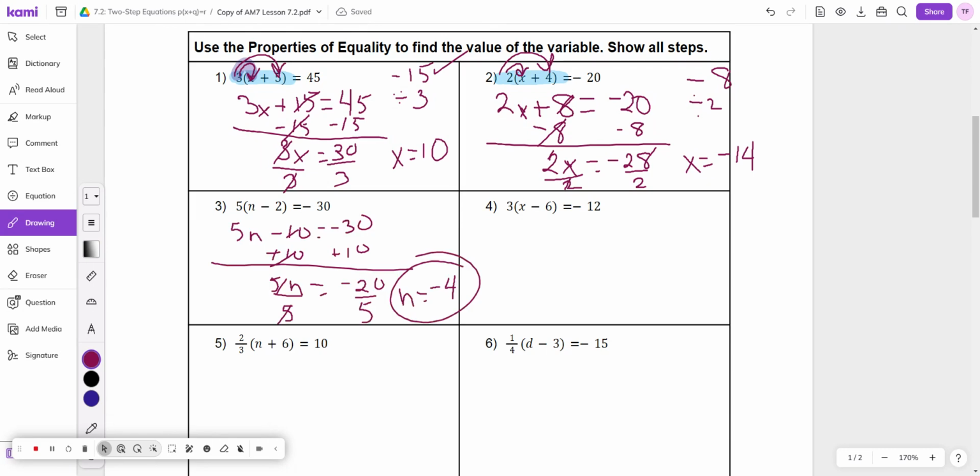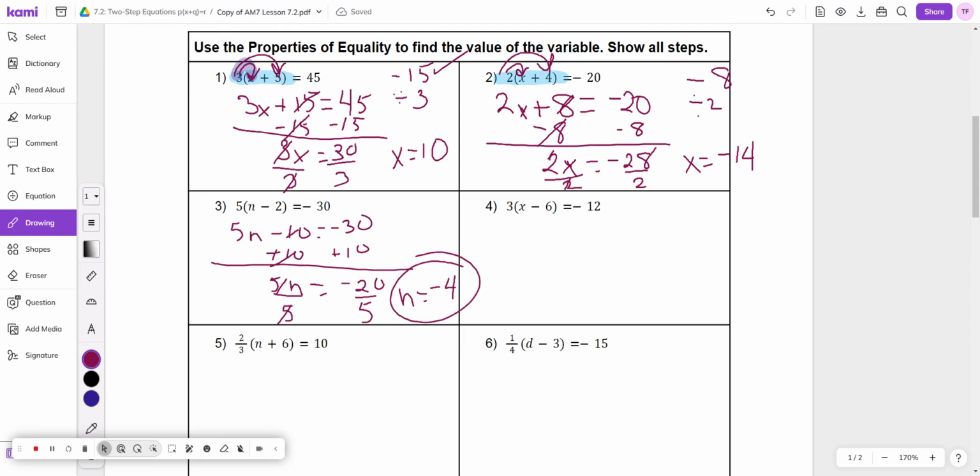All right, I got n is equal to negative 4. I already did the check, but I'm going to double check. So negative 4 minus 2 gives me negative 6, and 5 times negative 6 gives me negative 30. My strategy was I did the distributive property, which gave me 5n minus 10 is equal to negative 30. Add 10 to both sides, gave me 5n is equal to negative 20. Divide both sides by 5, and that gave me n is equal to negative 4.